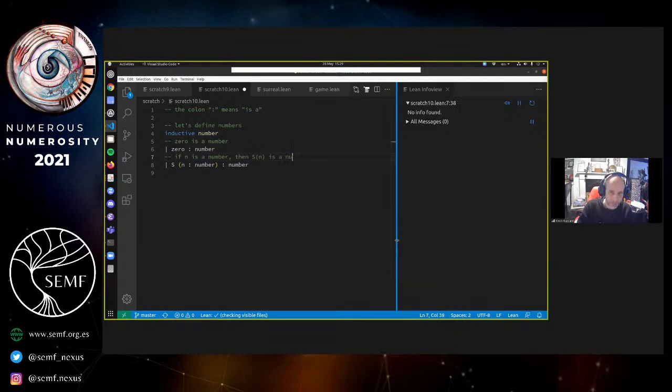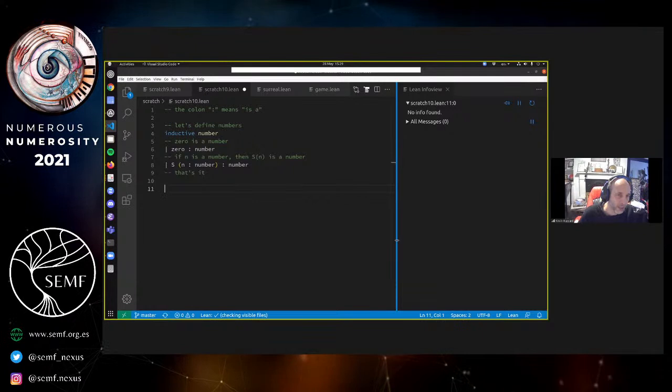But different languages have different word orders for things. So this is saying the successor function of n, which is a number, is a number. You see. And of course, now the definition ends, so that's it. That's what the end of the file means. So there's our definition of a number. And this is a faithful translation of Peano's axioms.